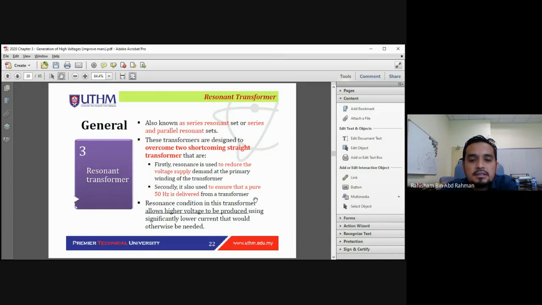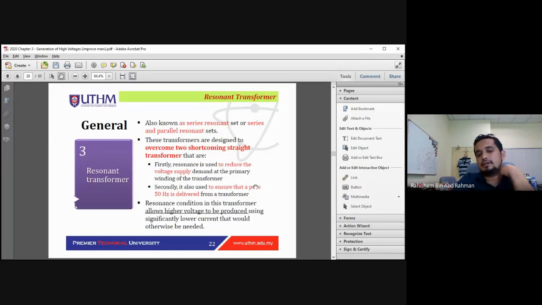And the other benefit is that we can ensure a pure 50 hertz power frequency, because what the resonance does is try to emphasize the fundamental frequency. So if we need a pure 50 hertz to deliver at the output or to the load, we need to ensure that we use a resonant transformer so that the 50 hertz will become obvious.